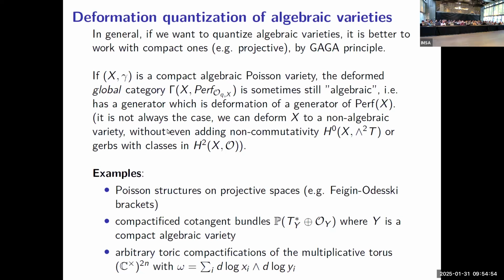And let's start with a compact algebraic Poisson variety. And when we write this analytically, this gadget, the solution of the Markov equation, we deform. We'll have a certain global category, and sometimes it's still algebraic, so it will be generated completely. And by algebraic, I mean it will have a generator, which will be a deformation of a generator of the category in the algebraic case. It's not always the case, yeah. So one can hope that it will be.